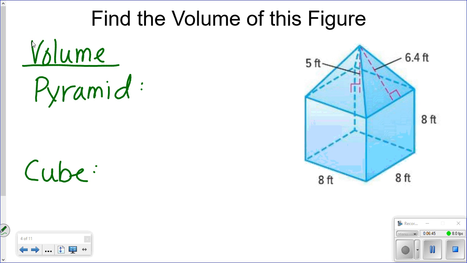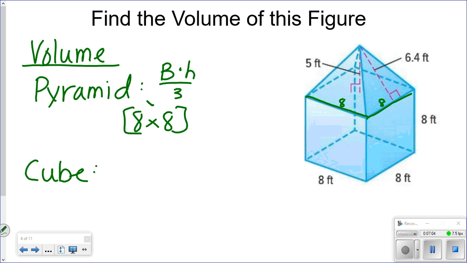So here's my base. What shape is the base? Oh, eight. So if this is eight, these are eight, right? The volume is the area of the base times the height divided by three. So my area of the base would be eight times eight. So this part right here would be the B, times the height of the whole thing, which is 5, and I'm going to divide that whole thing by 3. That's going to give me the pyramid.